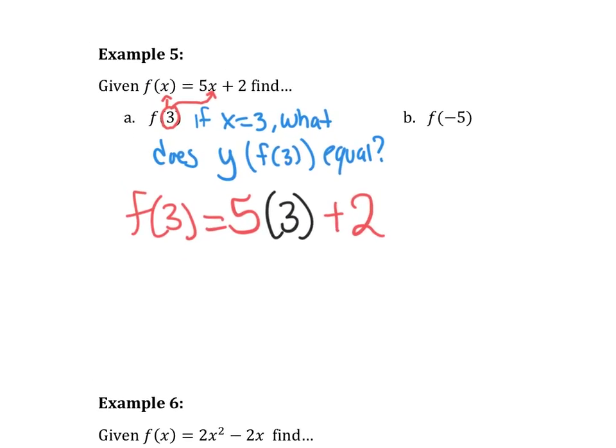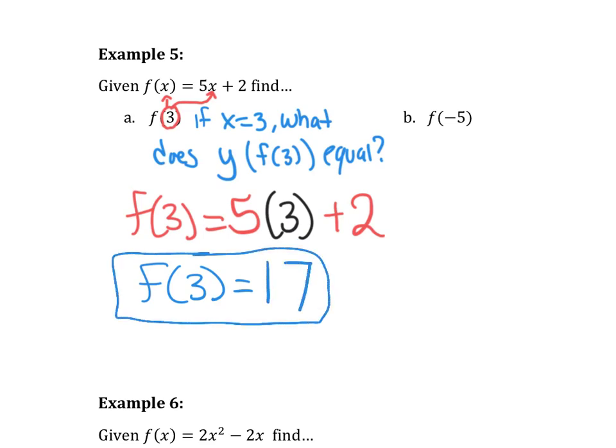So this f of 3 here in the parentheses, this is not f times 3. This is not an operation that's happening. This is notation. This is just telling you y equals. This is what you're solving for. So we don't need to do anything to this. This just stays f of 3. But then we can do our order of operations here. We do this multiplication. 5 times 3 is 15, plus 2 gives us 17. So f of 3 equals 17 would be our answer. This means we have the point. Again, our x value is 3, y value is 17.